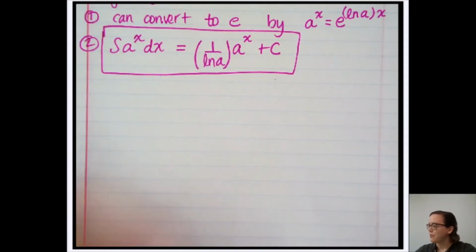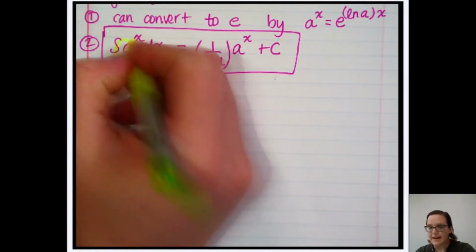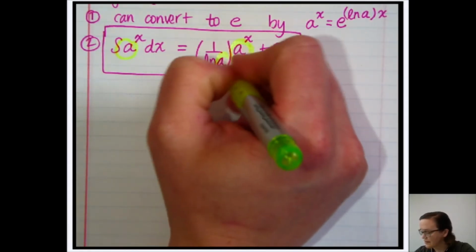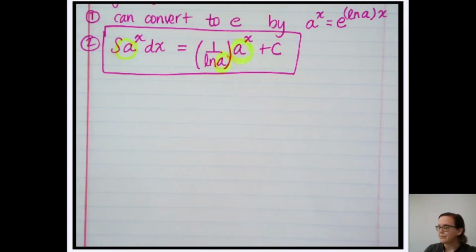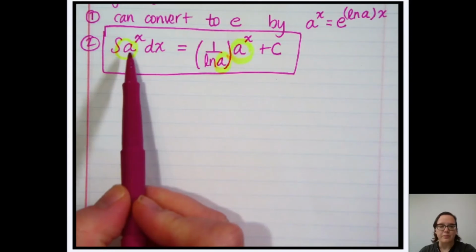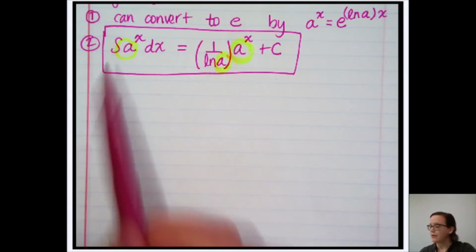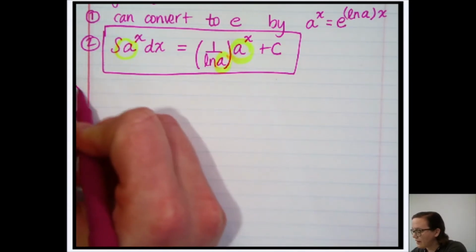Again, the important part is that this base is a, and notice it just shows up here and here. So we will just be looking for simple exponential functions that don't have e as a base. Okay, so let's take example 1.